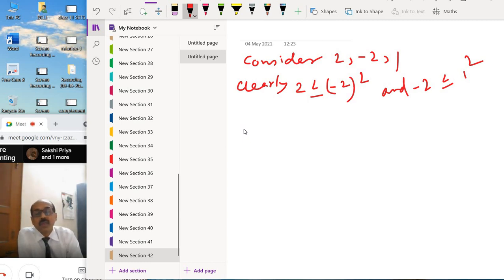Now the first and third, that is 2 and 1. But 2 less than or equal to 1 square is not true.